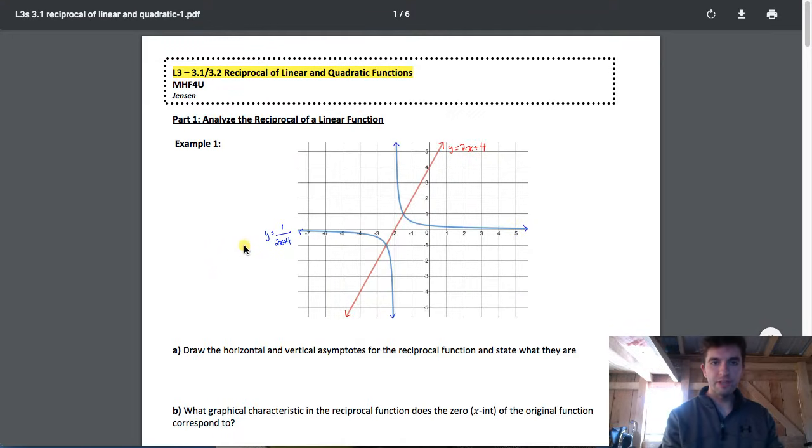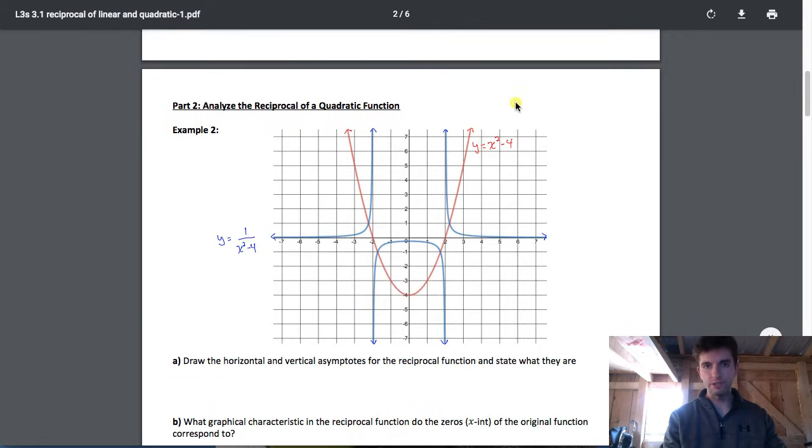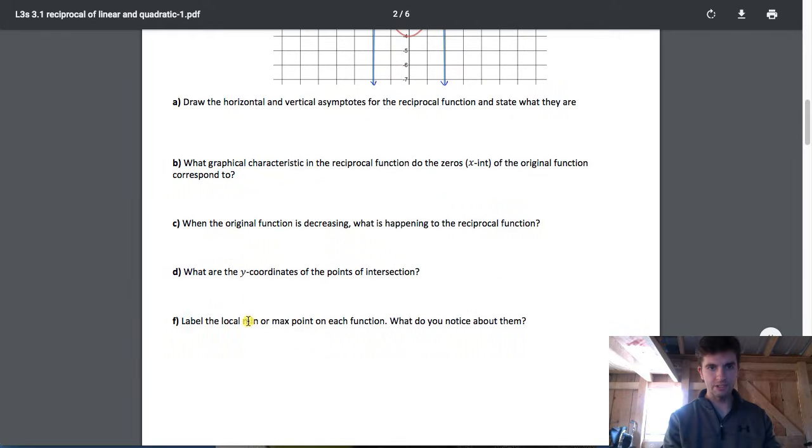Now the first part of this lesson is an investigation where I give you the graph of a linear function, and in blue you'll see there the graph of its reciprocal, and I ask you some questions about both of those functions. And then part 2, same thing, but I give you a quadratic in red, and in blue is the graph of its reciprocal, and then I ask you some questions about the graph.